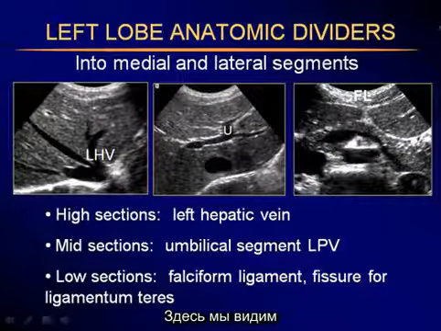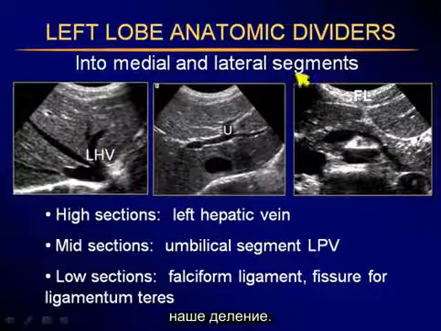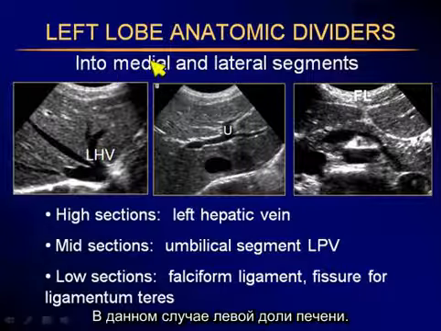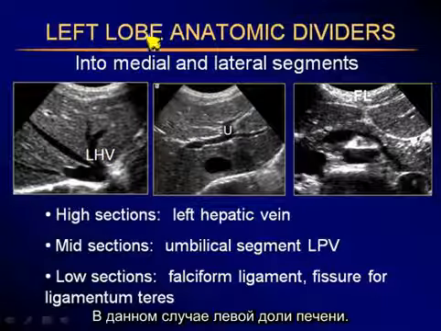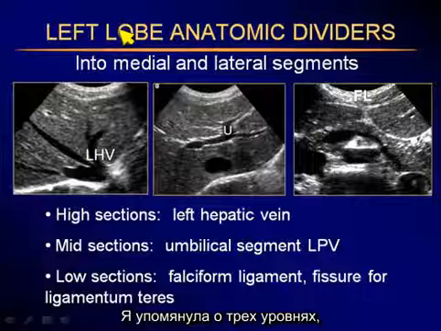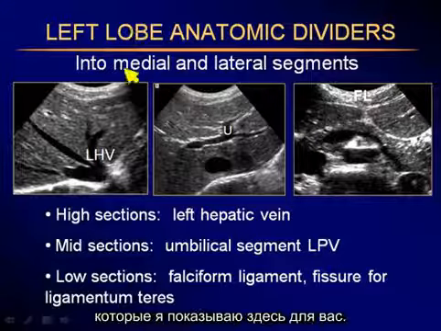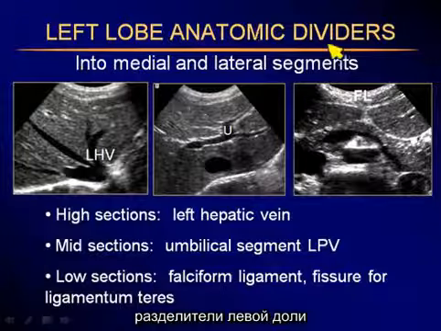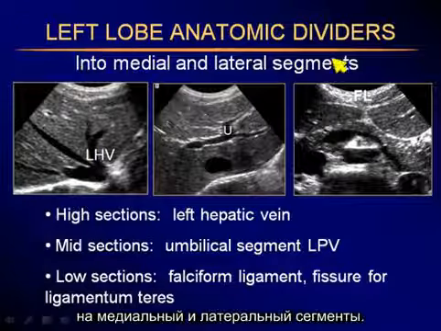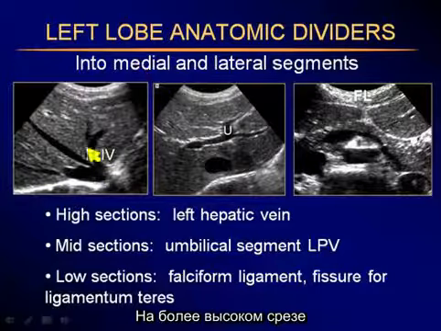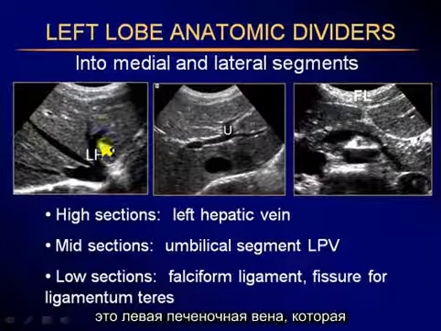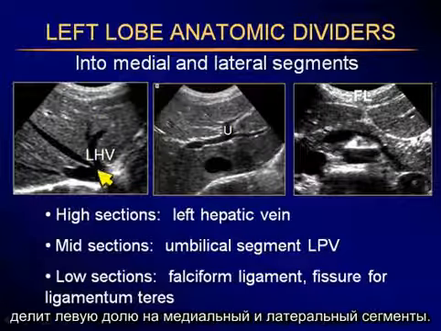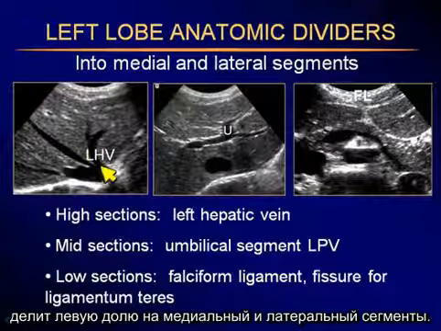So here we have our subdivisions, in this case of the left lobe. I've already mentioned three. I'd like to put them all together for you. So we have dividers of the left lobe into medial and lateral segments. High up on high sections, it's the left hepatic vein that divides the left lobe into medial and lateral segments.